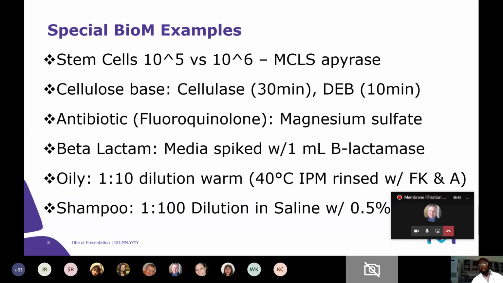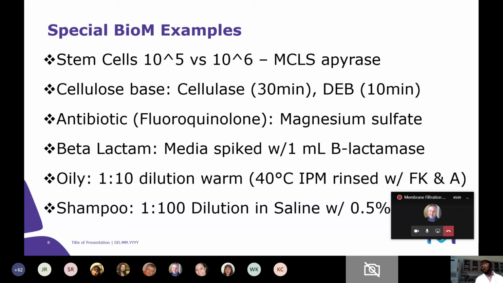There was a case where we had stem cells, and we tried to filter them. The density of 10 to the 5 filtered pretty easily, with no help. We didn't even need to lyse it. But then we moved it up to 10 to the 6. We could not even filter it. We then had to use the mammalian cell lysis solution to filter it.